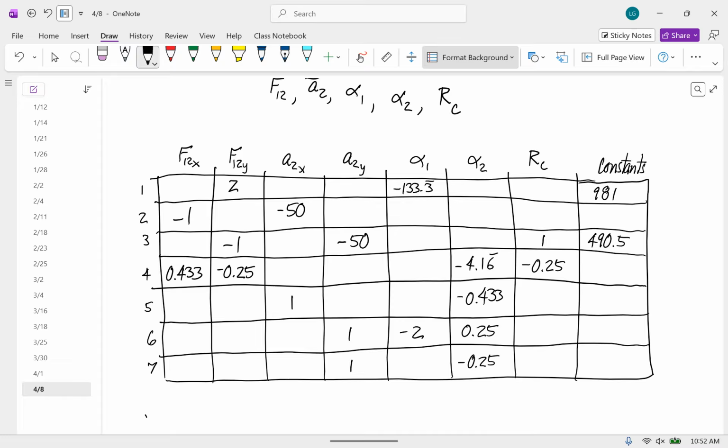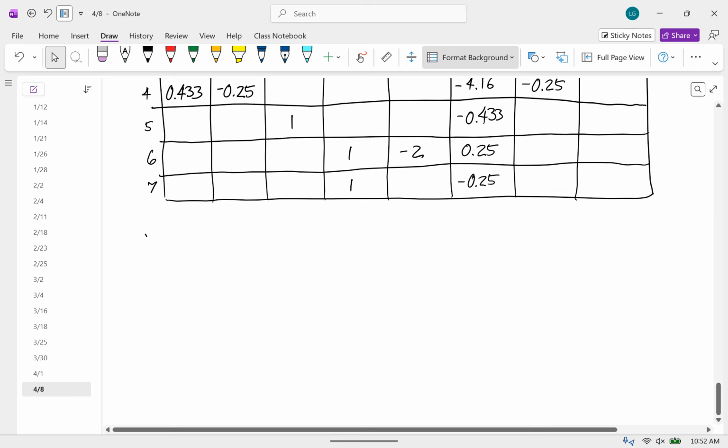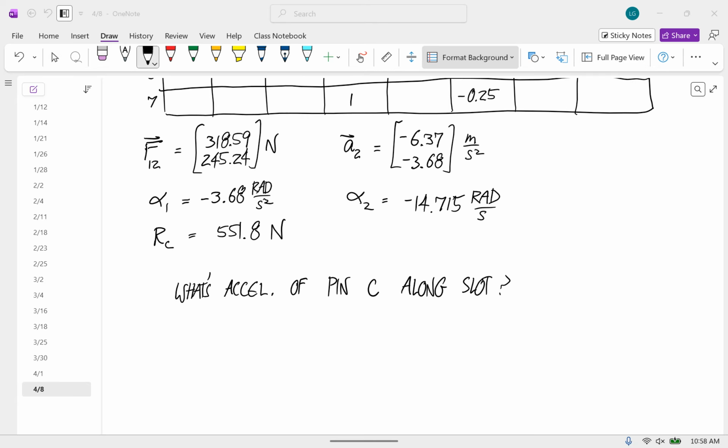And that's it? Okay. So why doesn't everybody punch this into your calculators and we'll all see what we get. And hopefully out of the 35 of us or whatever, two of us will get the same thing, and we're going to call that the answer. Okay, what's the acceleration of the pin along that slot?